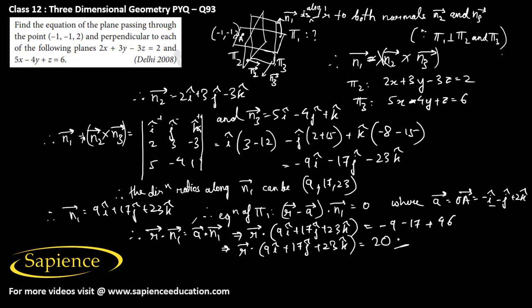So this is the required vector equation of the plane, and the Cartesian equation of the plane will be 9x plus 17y plus 23z equals 20. So this is the final answer. Thank you.